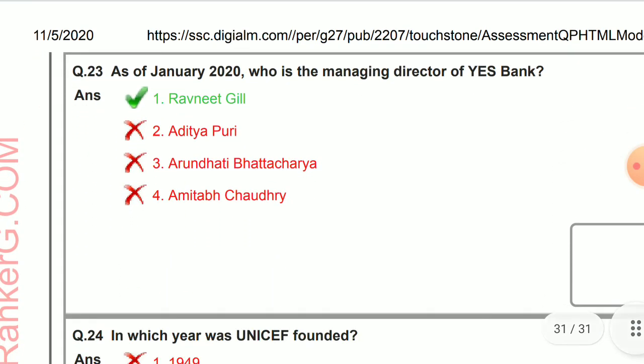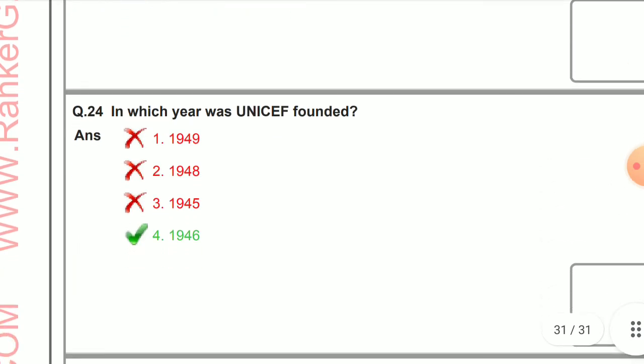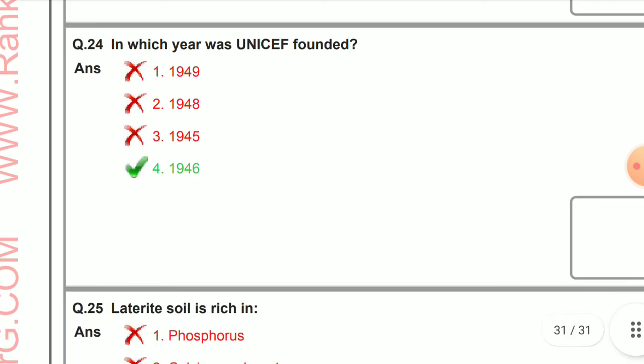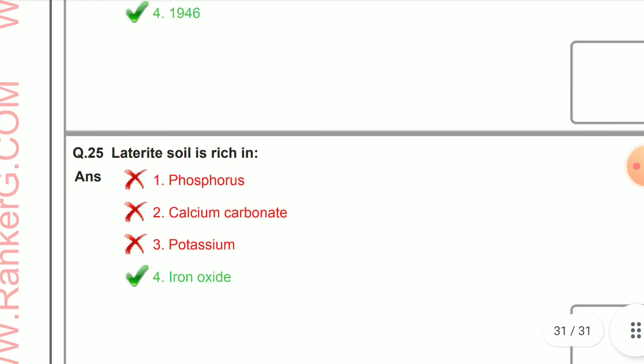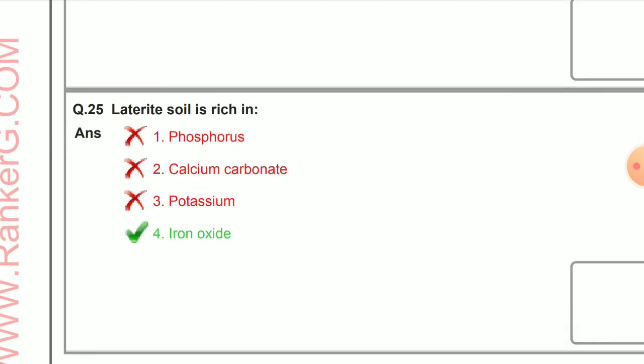Question number 23. As of January 2020, who is the managing director of Yes Bank? Answer is Ravneet Gill. Question number 24. In which year was UNICEF founded? Answer is 1946. Question number 25. Laterite soil is rich in.